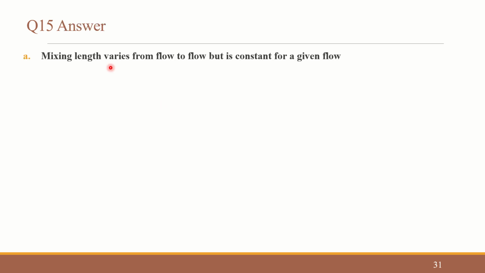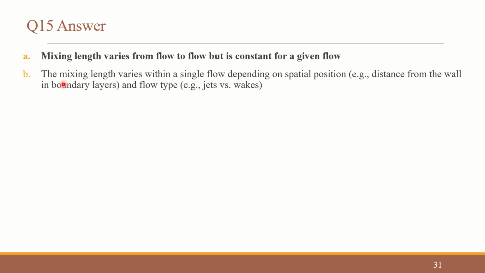Mixing length varies from flow to flow but is constant for a given flow. This is false. Mixing length varies within a single flow depending on spatial position, that is distance from the wall in boundary layers, and it also varies with flow type, that is jet, wake, different flows.